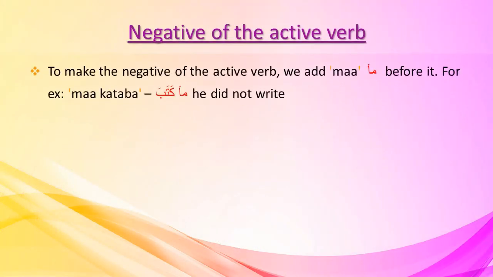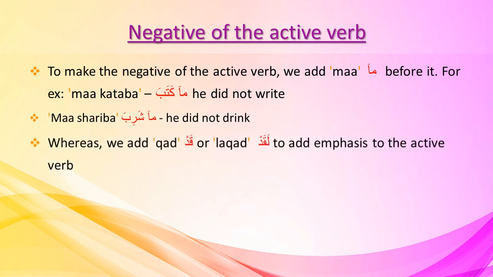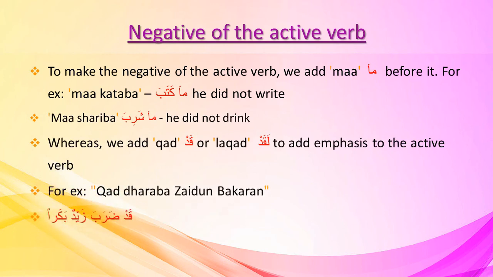To make the negative of the active verb, we add ma before the verb. For example, ma kataba, he did not write. Ma shariba, he did not drink. Whereas, we add qad or laqad to add emphasis to the active verb. For example, qad daraba Zaydun Bakran. Indeed, Zaid has hit Bakr.